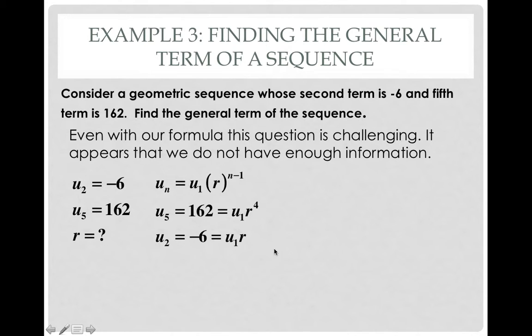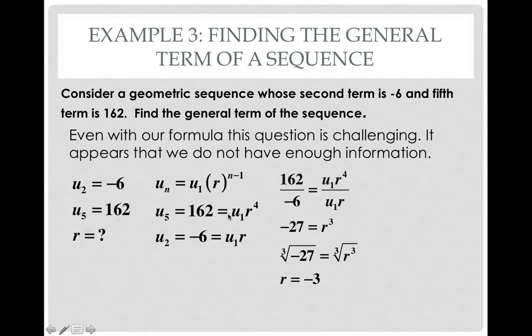In this particular example, the way we're going to do it is we're going to take the top equation and divide it by the bottom one. I arranged them purposely so that the larger one was on top and the smaller one was on the bottom, just so that we don't have to deal with fractions as much. So I take 162 divided by -6, and set that equal to this term divided by this term. I'm going to get a number on the left side, but the u1s are going to cancel out. And so all that I have left on the right hand side is r to the third power.